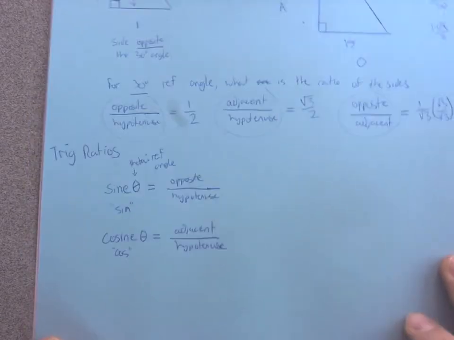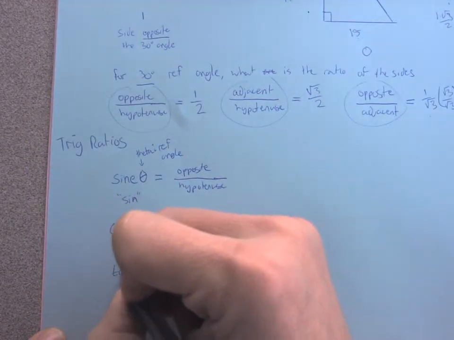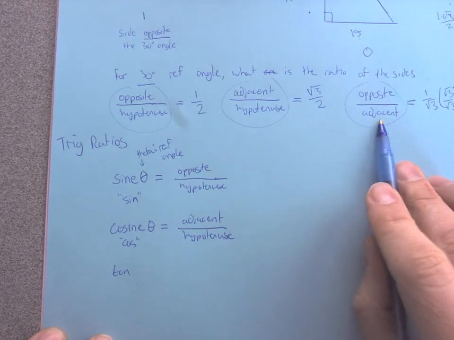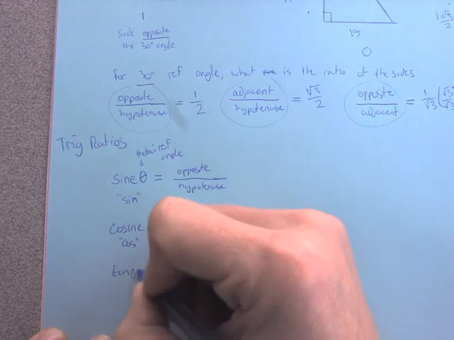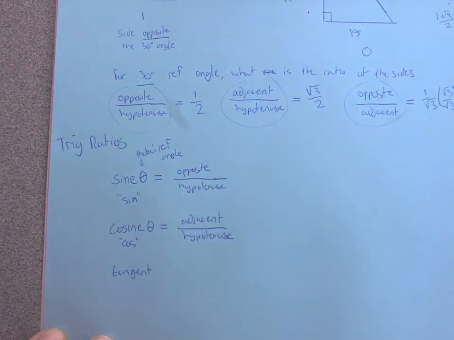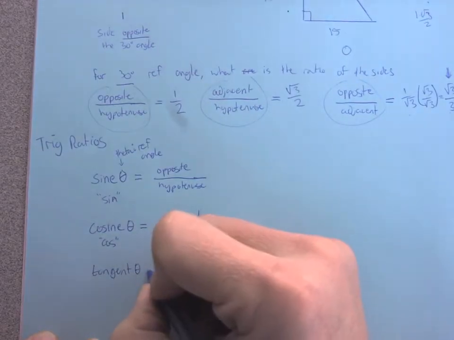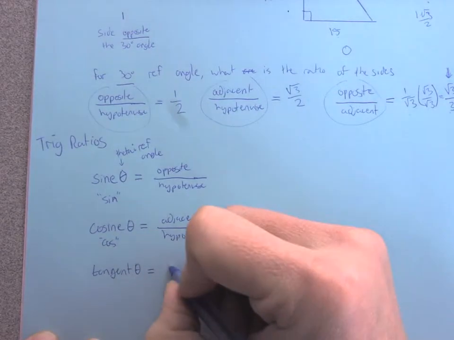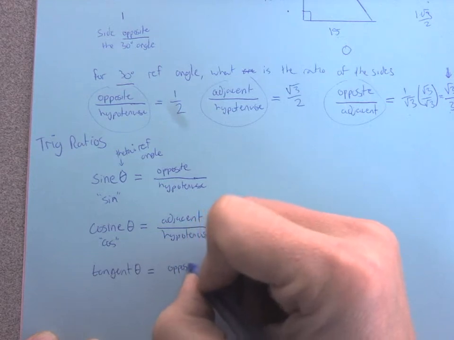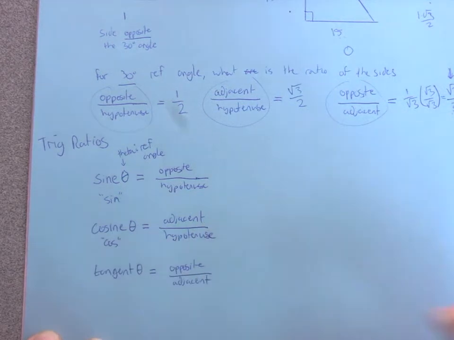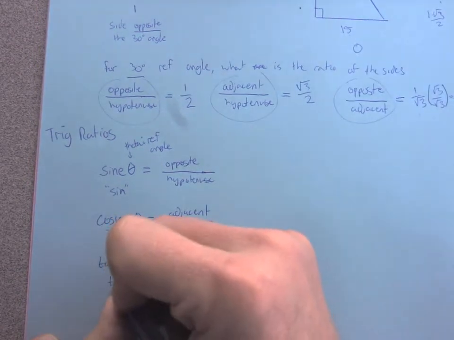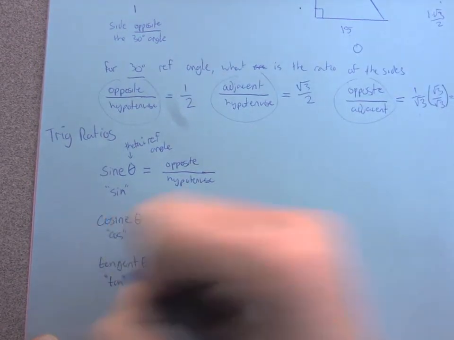Okay? And then there's one more, and it's called the tangent. So sine, cosine, tangent. Tangent is the name of a ratio of sides. You have to have a reference angle, some angle. In this case, we're talking about 30 degrees, but it can be anything. And it's the ratio of the side opposite that angle over the side that's adjacent to that angle. And its short nickname on your calculator is tan.